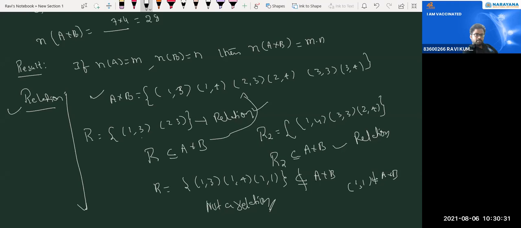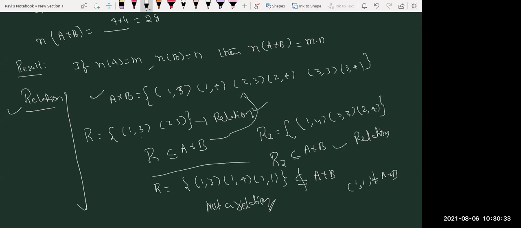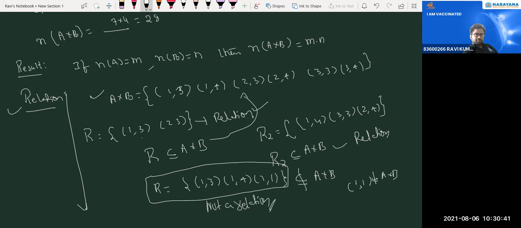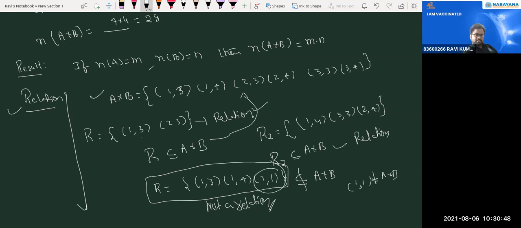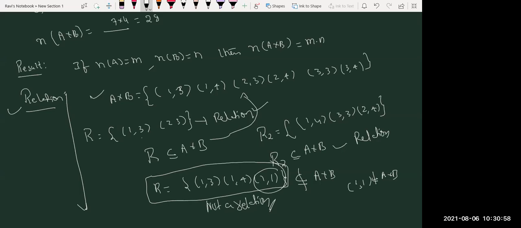Now look at this one. What are the ordered pairs I have taken here? 1 comma 3, 1 comma 4, 1 comma 1. Now I'm asking, is it a subset of this A cross B or not? It is not a subset, because 1 comma 1 is not there. So if all the ordered pairs are there in A cross B, then it's a relation. Otherwise, not a relation. Understand now? Yes, sir.